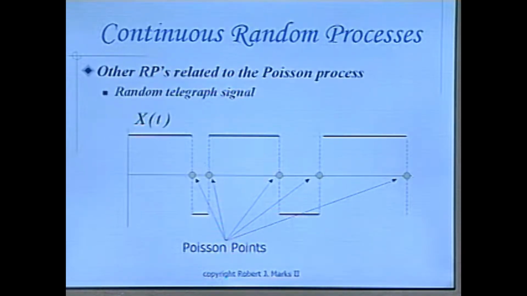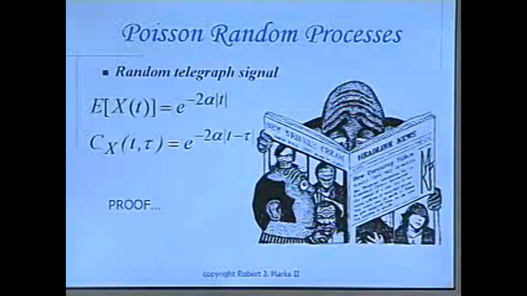What we would like to do now is analyze this process, evaluating its expected value, autocorrelation, and autocovariance. We do this, by the way, and we're going over a few of these in detail to give you an idea of the steps and the analytical approach used to evaluate the means and the autocorrelation of stochastic processes. So, here we go. Random telegraph signal.